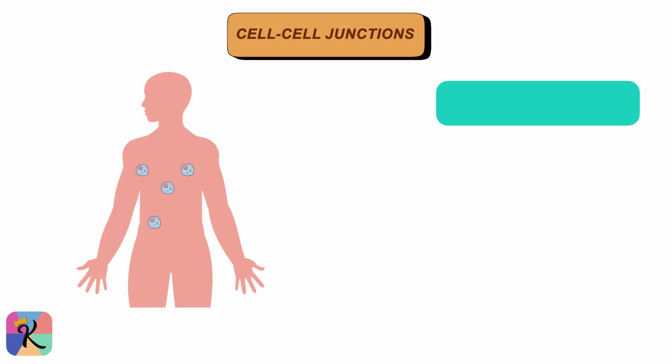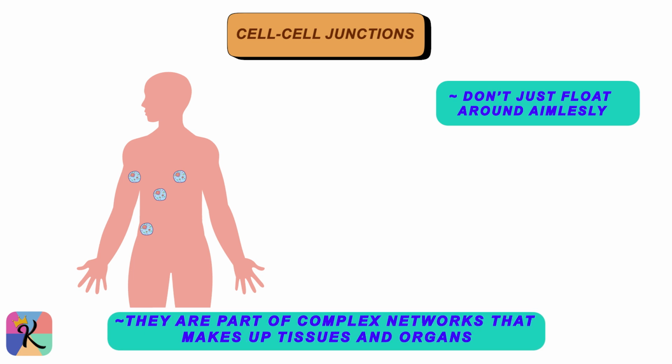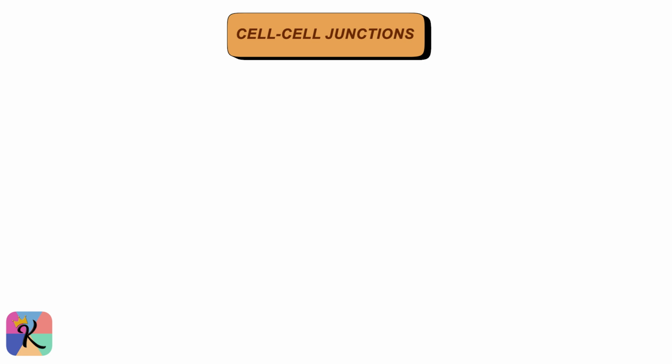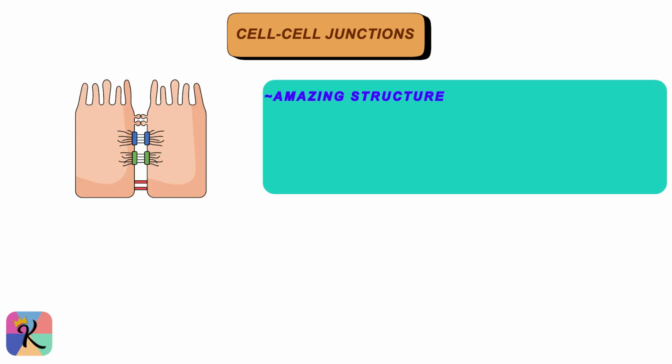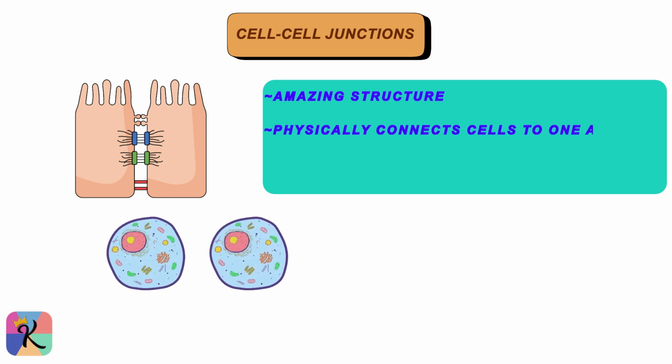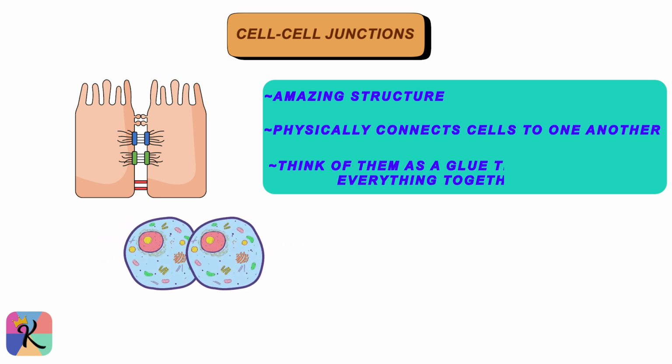Alright, let's start with the basics. Cells in our body don't just float around aimlessly. They're part of complex networks that make up tissues and organs. Cell-cell junctions are these amazing structures that physically connect cells to one another. Think of them as the glue that holds everything together.